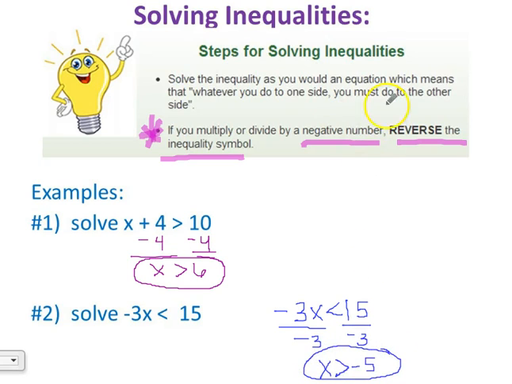So that's the big takeaway here, this second rule. If you're solving for a variable, and you have to divide or multiply by a negative number, you need to reverse the direction of the inequality symbol. That's it. Moving on to the next slide.